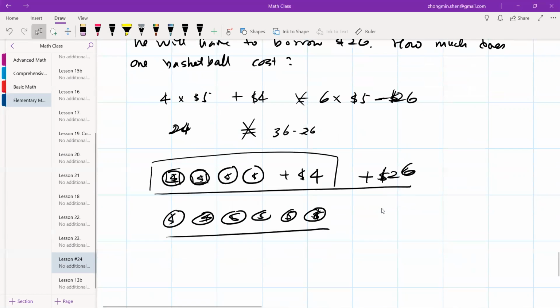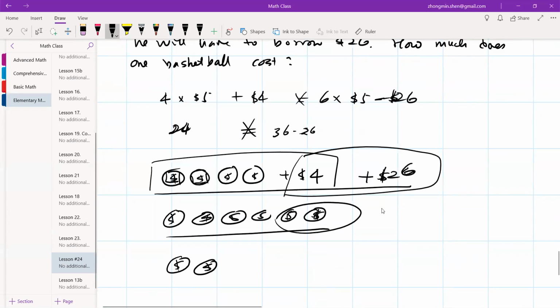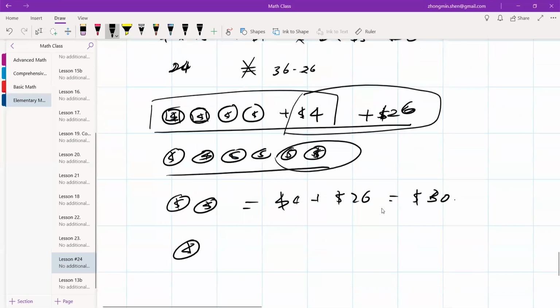So then you look at this picture, you find out this money is equivalent to these 2 basketballs, right? So that's why 2 basketballs is equivalent to $4 plus 26, which is $30. So then 1 basketball is going to be $15. Okay, and then you look at this number, maybe it's reasonable. Yeah, of course, good basketballs cost much more. So you're trying to do the comparison to solve the problem.